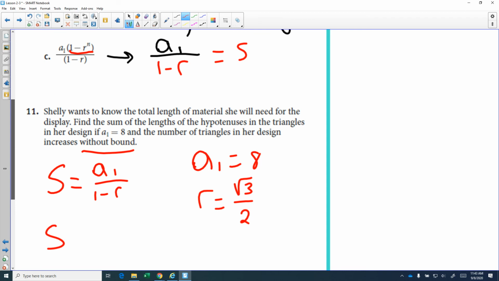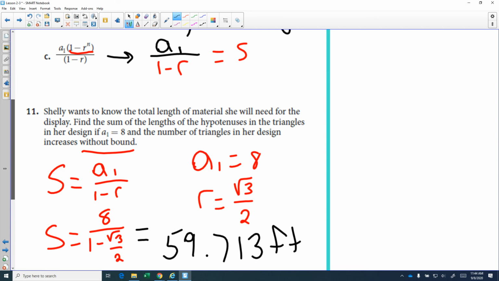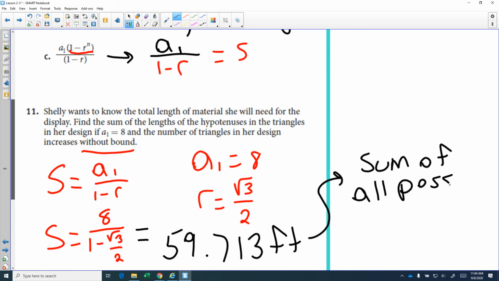To find the infinite series of all those triangles, I take 8 divided by 1 minus the square root of 3 over 2. If I do that, I get a total hypotenuse length of 59.713 feet. This represents the sum of all possible hypotenuse lengths.